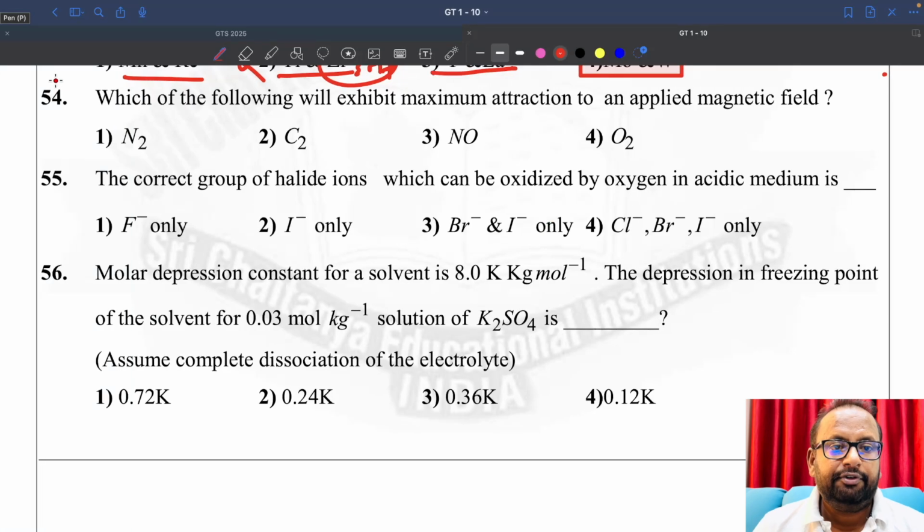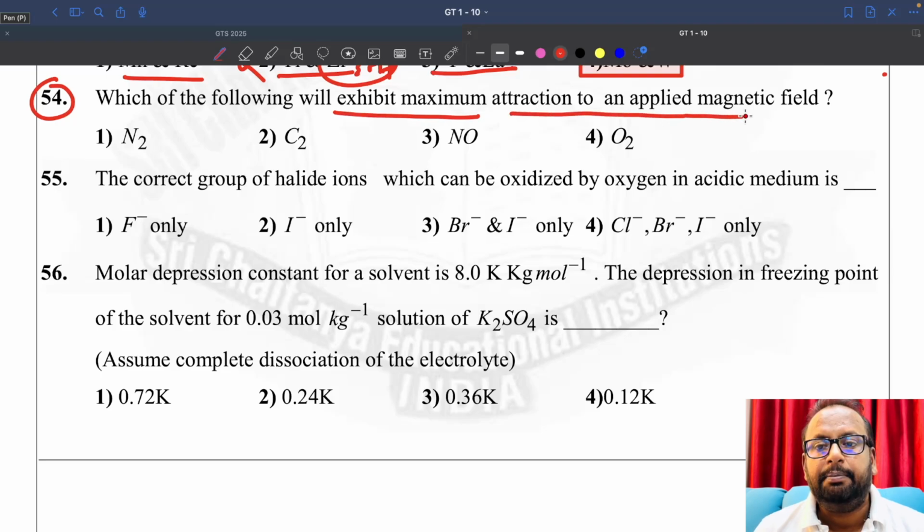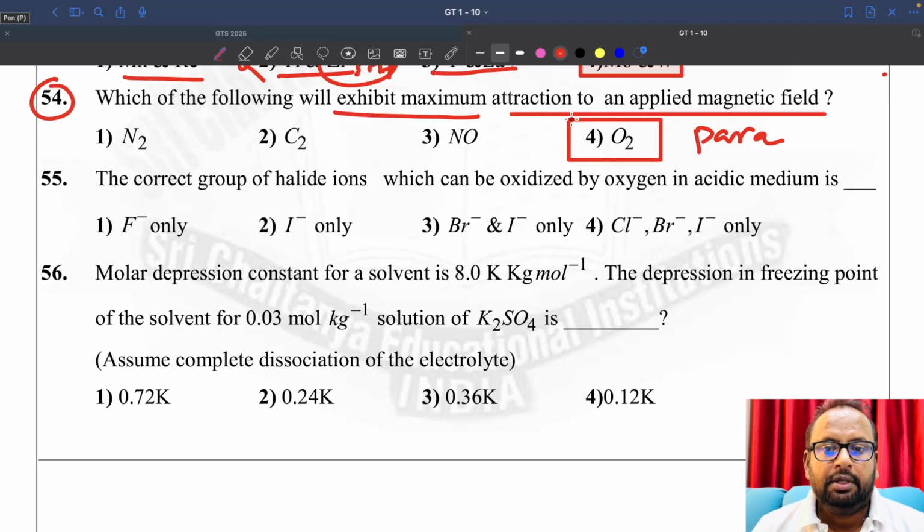We'll move to question 54 here. Which of the following will exhibit maximum attraction in an applied magnetic field? This is an indirect question asking which compound is paramagnetic. Of course we know it: the paramagnetic compound is oxygen. Due to the unpaired electrons present in the antibonding orbitals, according to MOT, oxygen is a paramagnetic compound even though it has an even number of electrons.